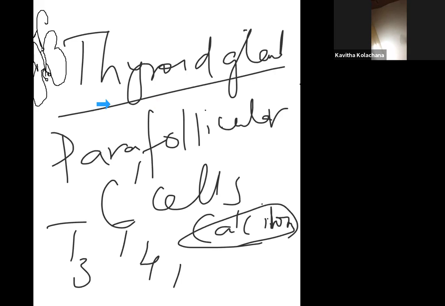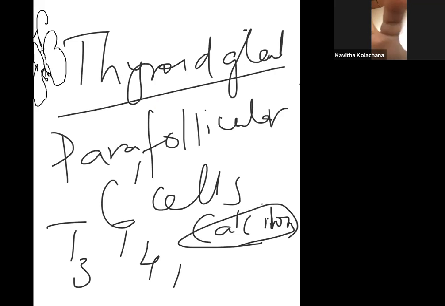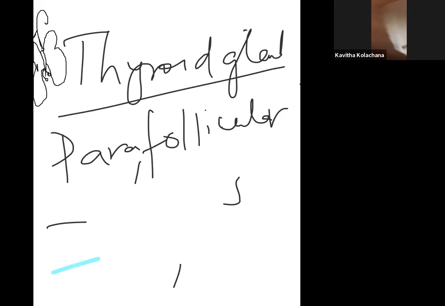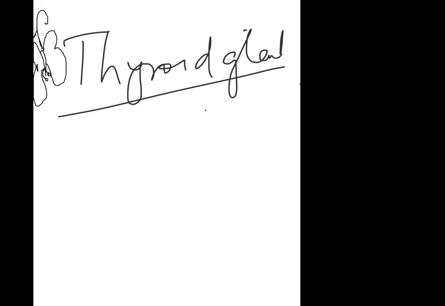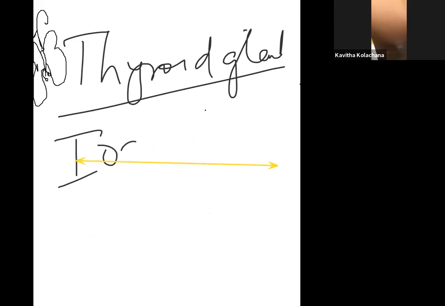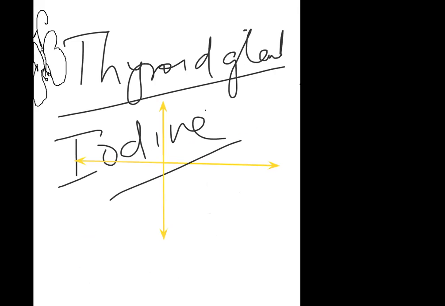So the thyroid gland is the only gland that stores its hormones in a very large quantity compared to other glands. The storage capacity is more here. Now, the basic substance you need for all this is iodine. You already know this. So it is essential for the synthesis of thyroxine hormone.